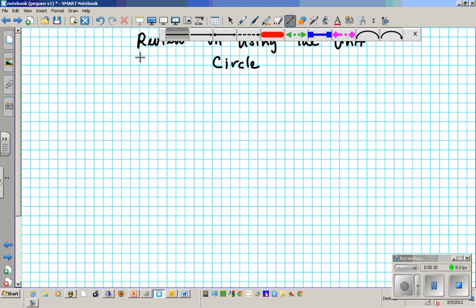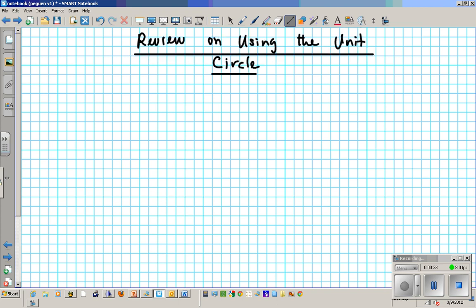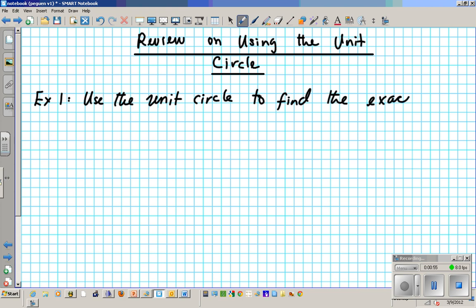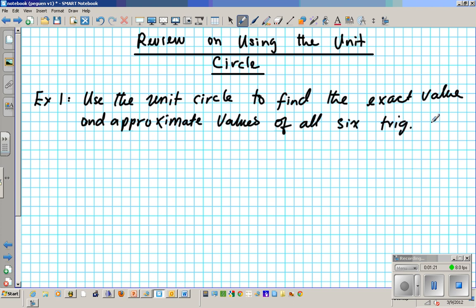Okay. So we're going to go ahead and consider the following example. Example one: use the unit circle to find the exact and approximate values of all six trig ratios.